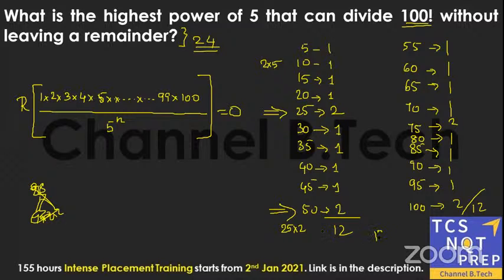12 plus 12, what do you get? 24. So there are 24 5s in the numerator. So the maximum power of 5, 5 power n, the maximum value can be 5 power 24. In the denominator, if you put 5 power 24, you will have remainder 0. This is the maximum value of n you can substitute.